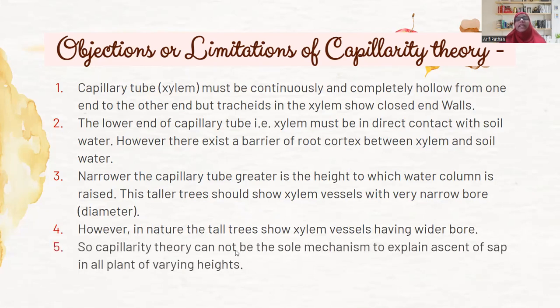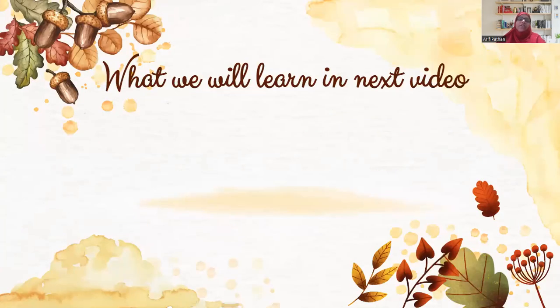So capillary theory cannot be the only theory that we rely on, like the earlier vital theory and root pressure theory. It is not the sole mechanism. These theories might exist, and the water might sometimes be translocated in some way with the help of these theories put forth by these scientists, but it is not the only theory that we rely on. It's not the sole mechanism to explain the translocation of water, the ascent of sap, in all plants of varying heights. So that's all for this video.